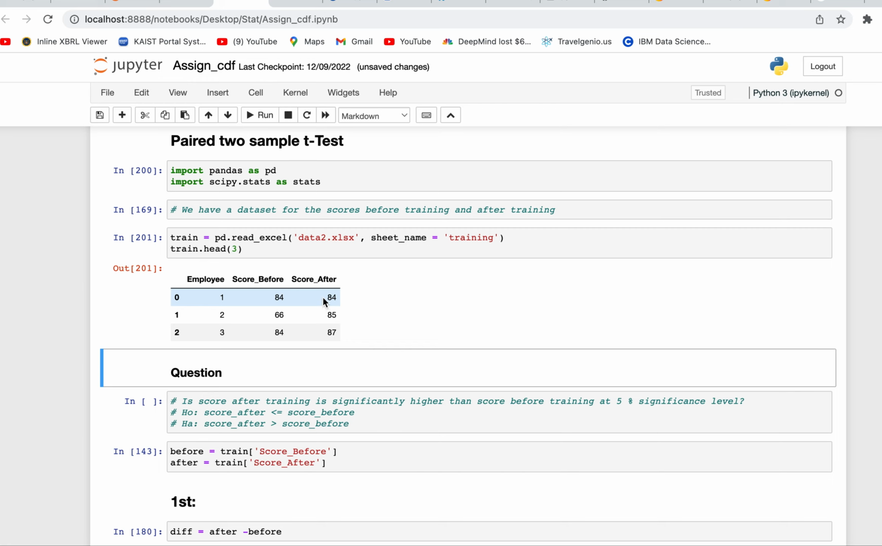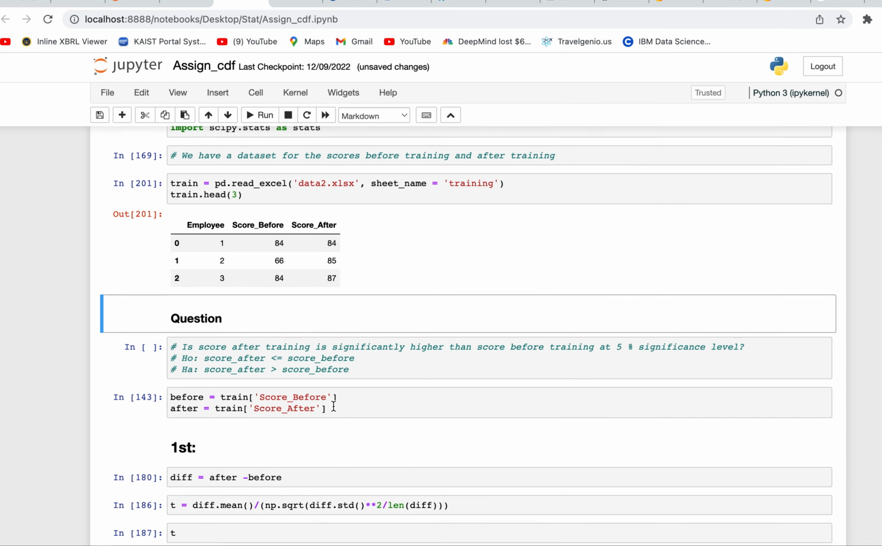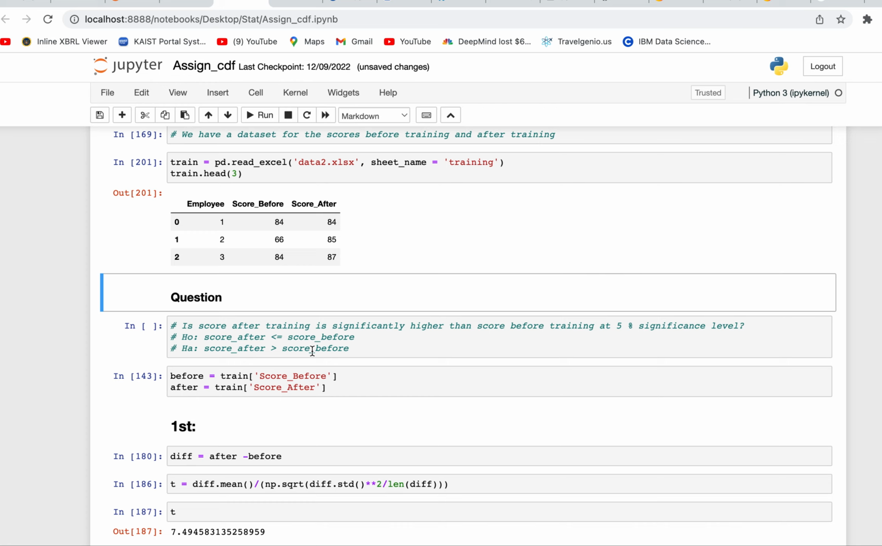To be more precise, are the scores after training higher than the scores before training at 5% significance level? So this is our question: scores after training are higher than scores before training at 5% significance level.